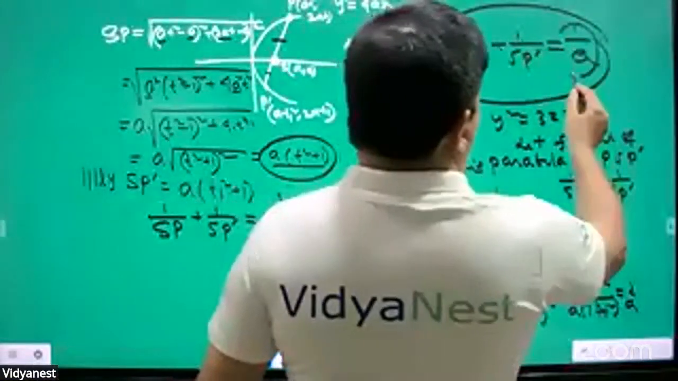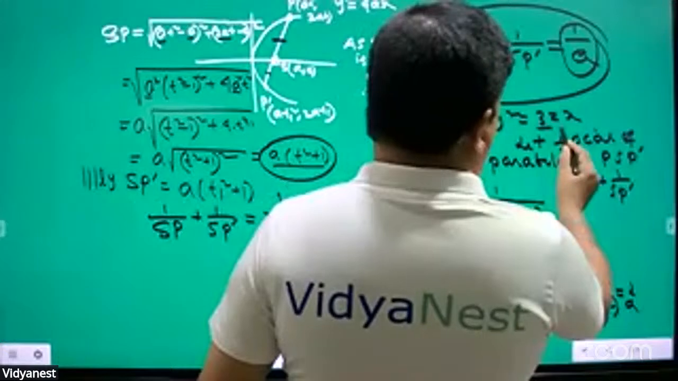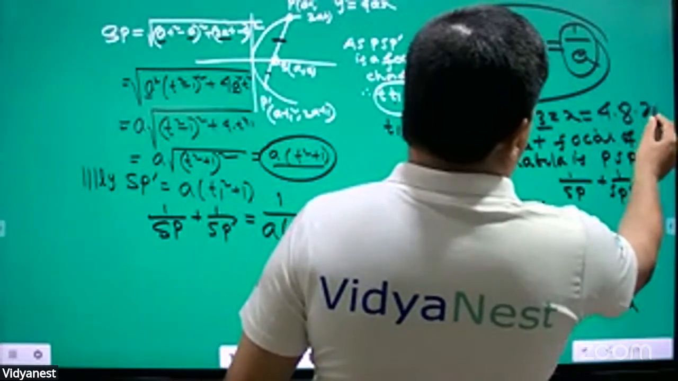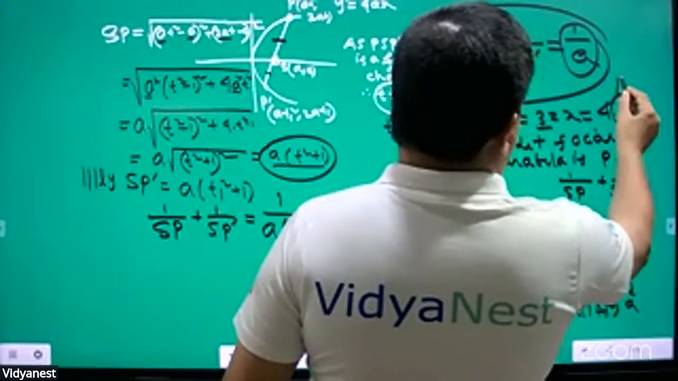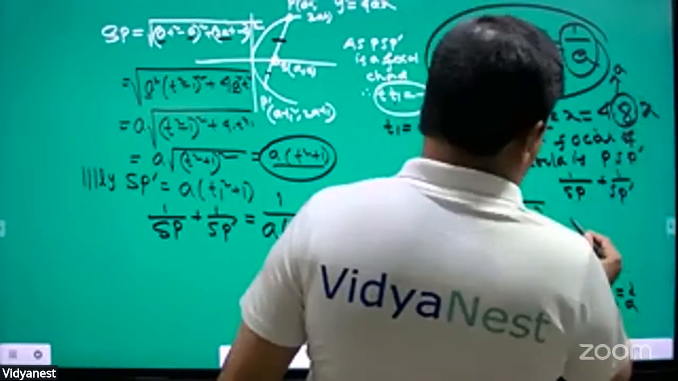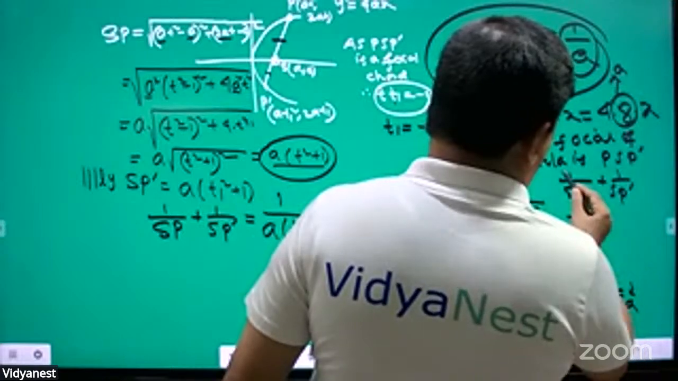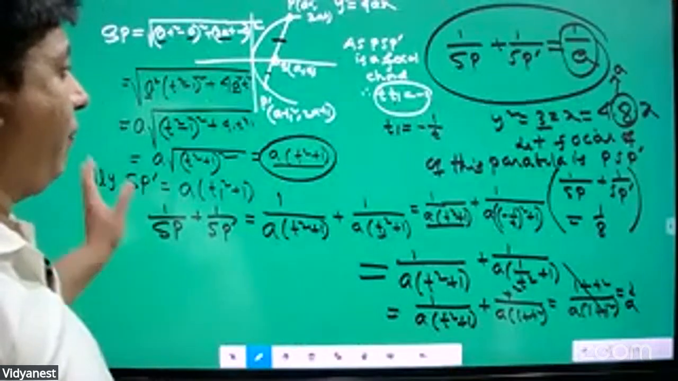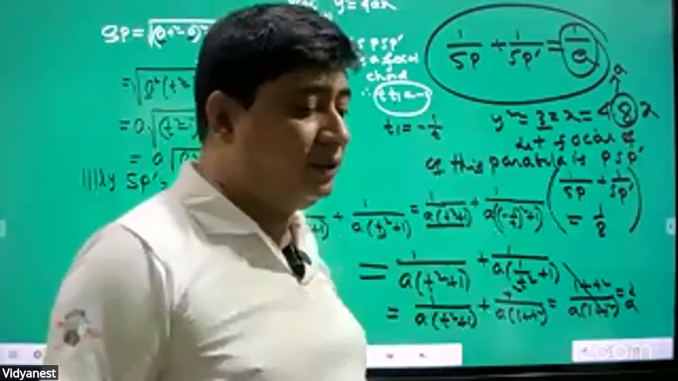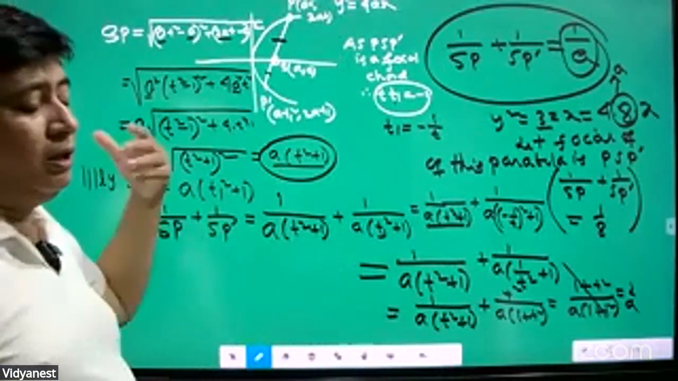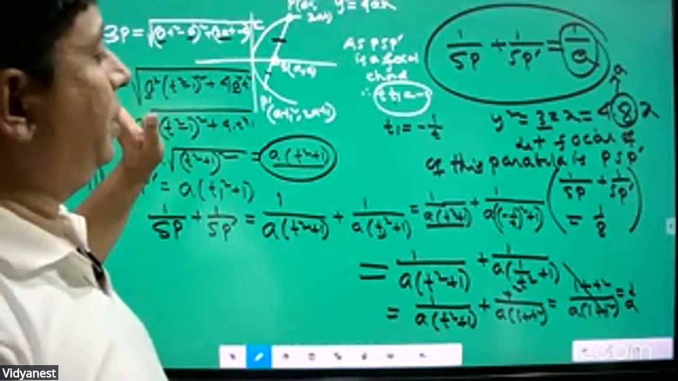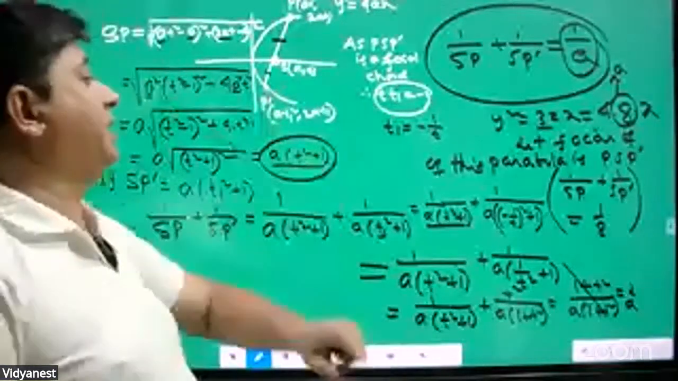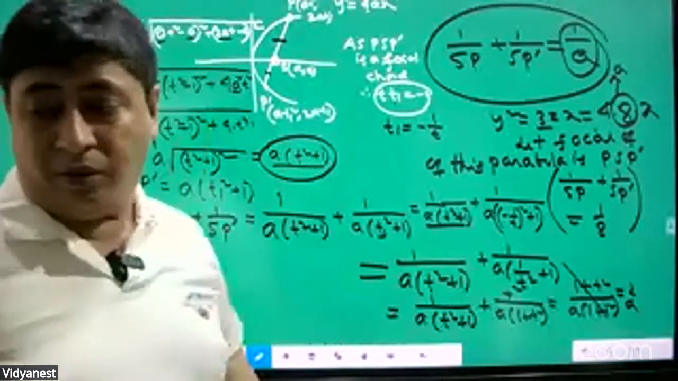Sir, 1 by 8. 1 by 8. Good. 4 into 8 into x. This is 1 by 8. So those who are accustomed to the JEE level formula can answer in a minute. And those who will prepare only for board will have to go through this propagation. Okay? Got it?